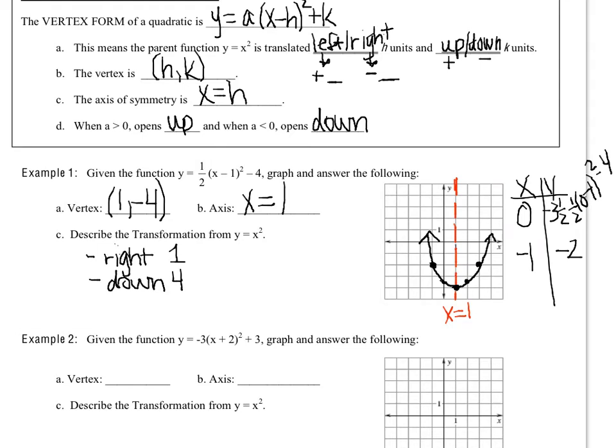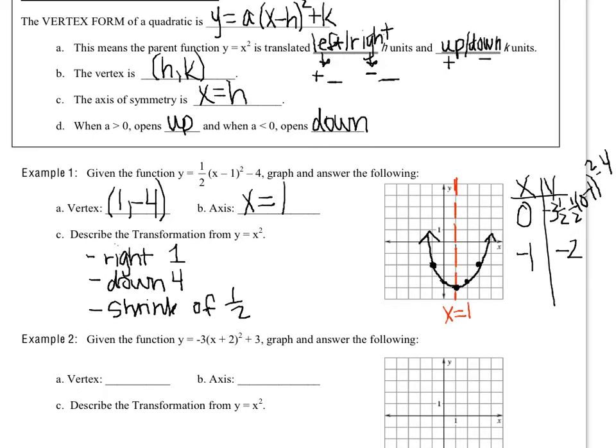But we also need to look at whether it's a shrink or a stretch. And our parent function goes over 1, up 1 to get to the next point. Here I went over 1 and up only 1/2. So this is a shrink of 1/2. And notice this is where the 1/2 is. This will tell you what it is right here. So we have a shrink of 1/2. And again, notice our right 1 and our x-coordinate of our vertex is 1, down 4. The y-coordinate of our vertex is negative 4.